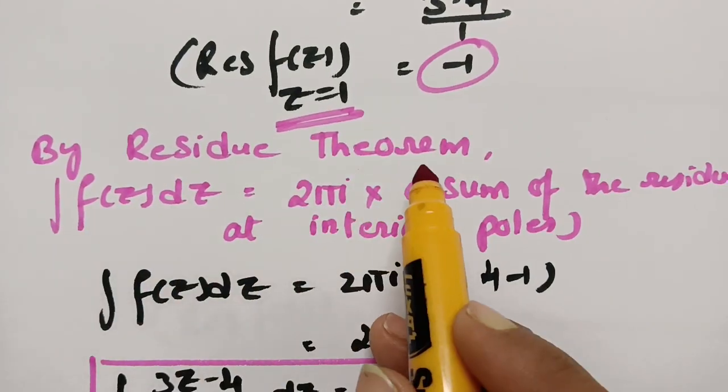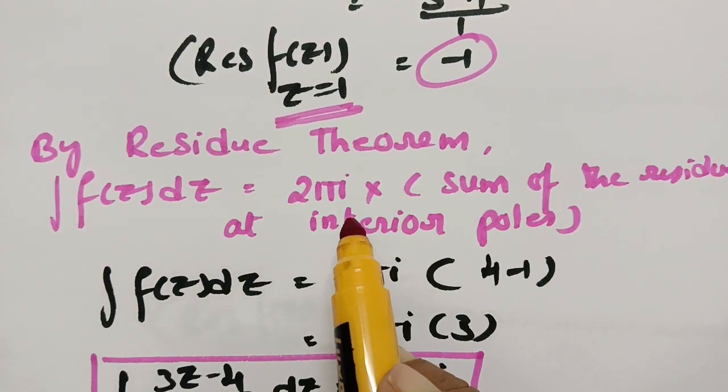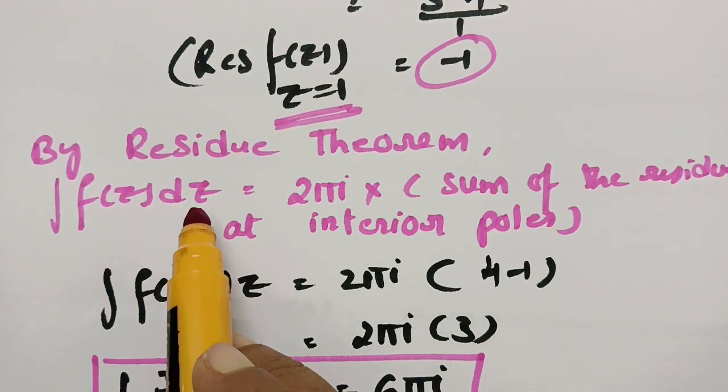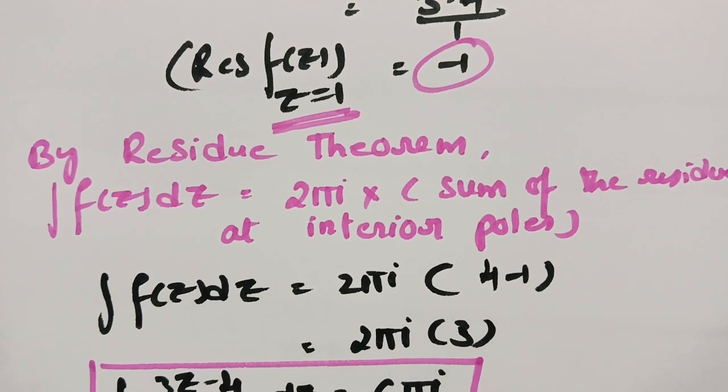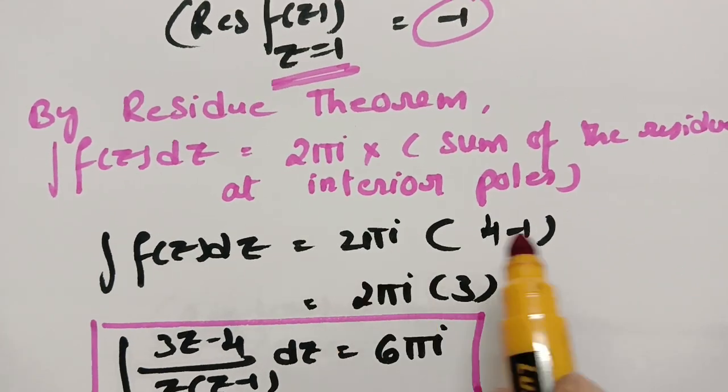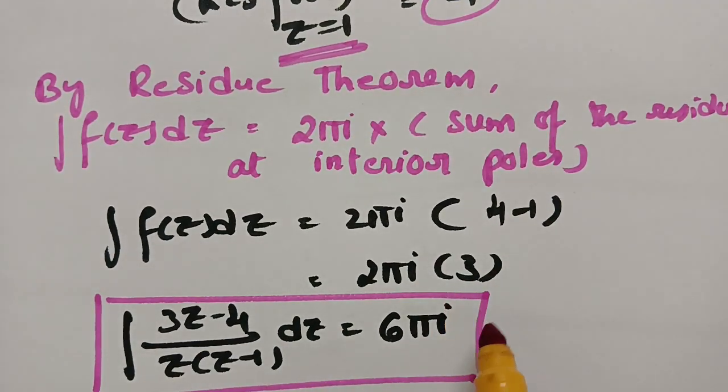And by the residue theorem, we find the integral of f of z dz as 2 pi i into the sum of the residues at the interior poles, that is 2 pi i into 4 minus 1, which is equal to 3, which is equal to 6 pi i. So this is how we have to solve.